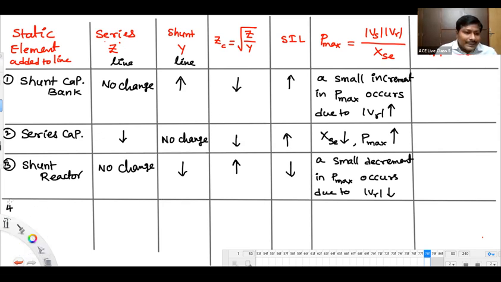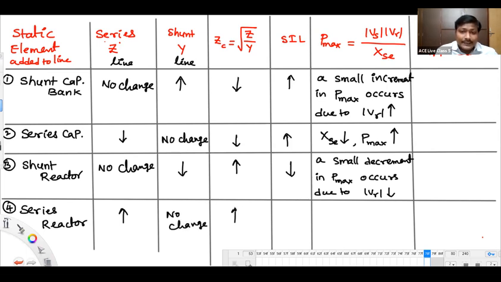The fourth element is series reactor placement in the system. Tell me, series reactor: series Z increases, because the natural element is inductive in nature and we are adding a series reactor, so the overall impedance of the circuit will increase. And shunt, almost no change in the shunt value.